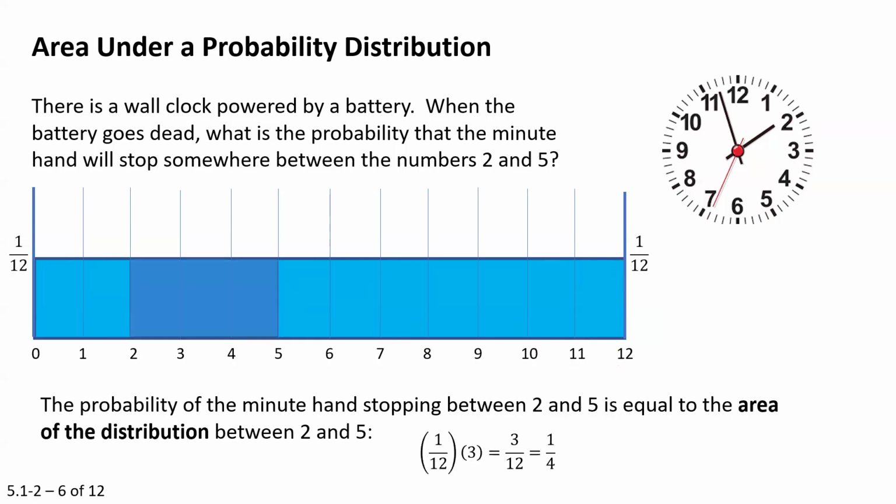Okay, so if we want to ask the question, what's the probability that it lands somewhere in between the 2 and the 5? Now we're asking the question, what is the area of this shaded rectangle right in here? And it's just like finding the same thing for the larger rectangle here. The width of this is 3. The height is still 1/12. This is 3/12 or 1/4. Notice probability and area are the same thing.